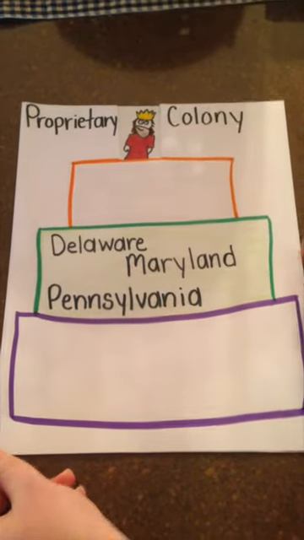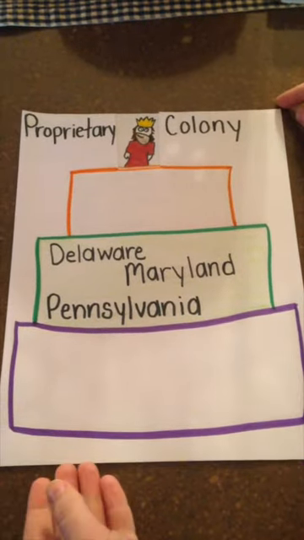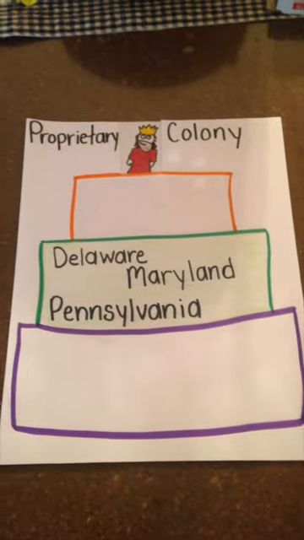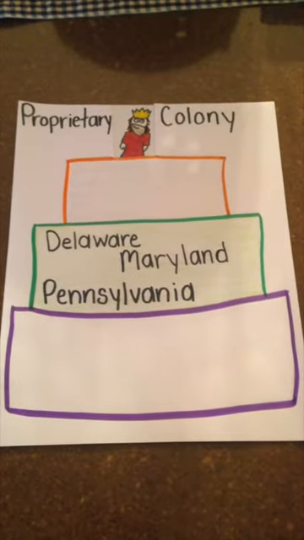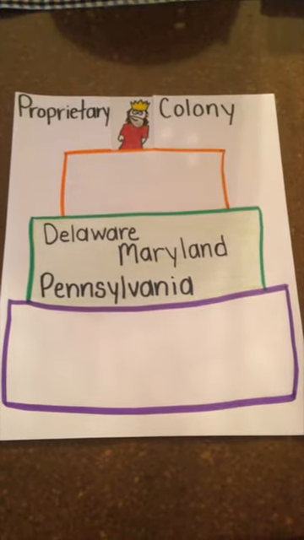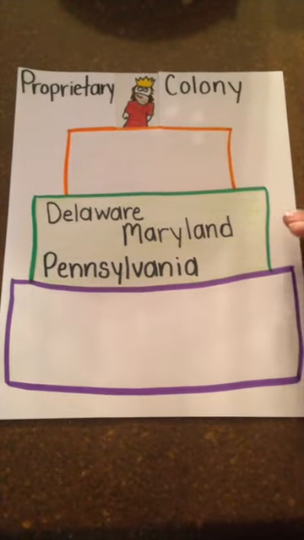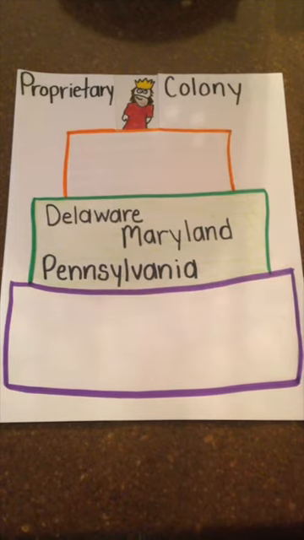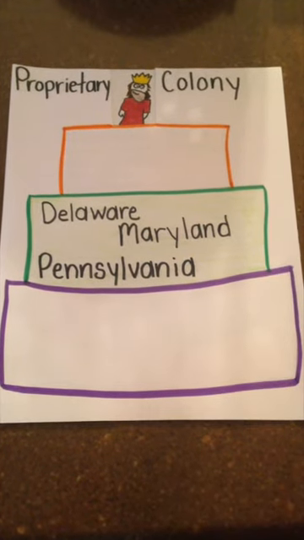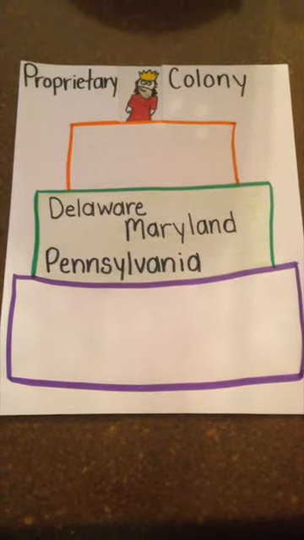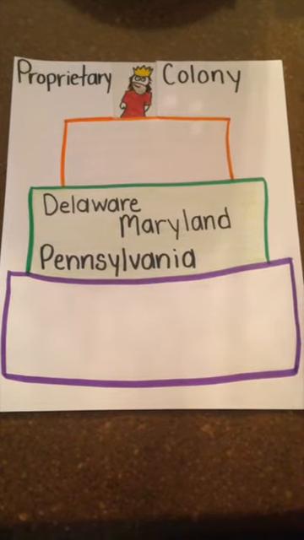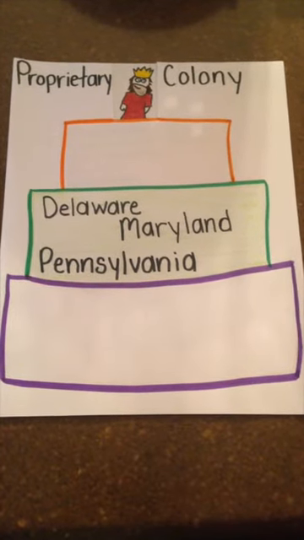Next, we have proprietary colonies. These colonies were given out by the king to either an individual or small elite group. Even though they're a little farther away from the king, these people would still have to answer to the king. These colonies can be found mainly in the middle regions of the colonies.